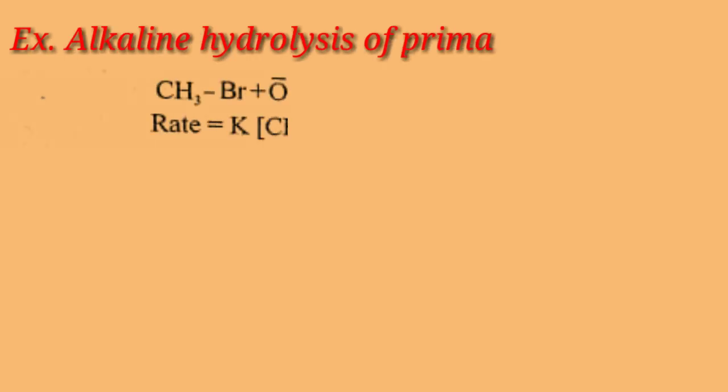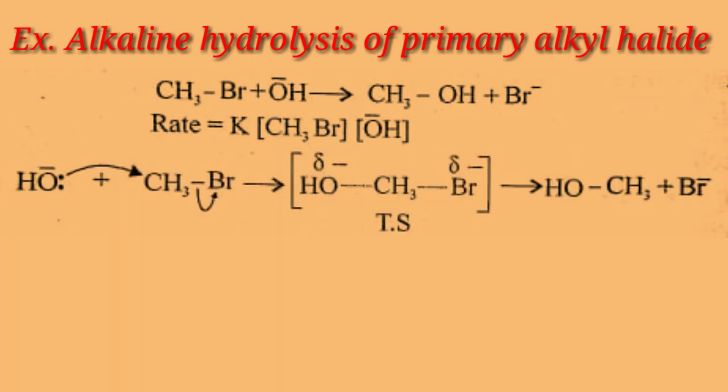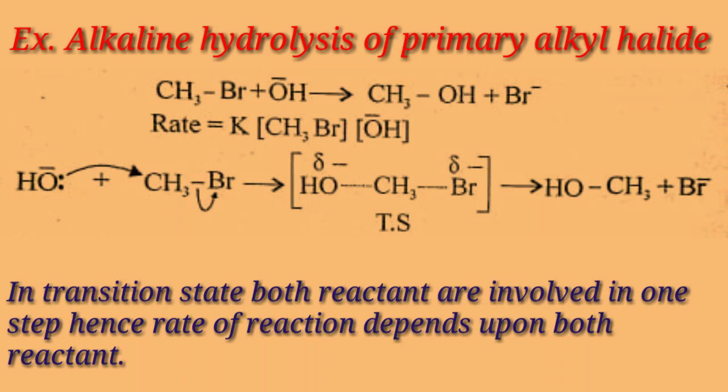For example, in alkaline hydrolysis of primary alkyl halide, the rate of reaction depends on the concentration of both the alkyl halide and the nucleophile. This in turn suggests that both alkyl halide and nucleophile are simultaneously involved in the same step. This results in the transition state, which then changes to product. So from this mechanism, it is easy to understand why the rate of reaction depends on the concentration of the above two species.